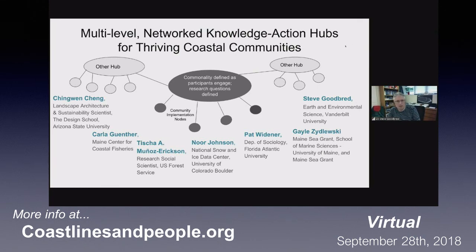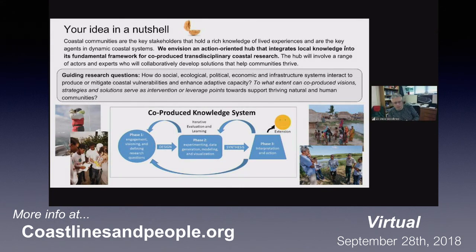So our idea in a nutshell is that coastal communities are the key stakeholders, that they hold a rich knowledge of lived experiences and are the key agents in coastal systems. So we envision an action-oriented hub, one that seeks actionable research, integrating local knowledge into its fundamental framework, and that the output is this co-produced transdisciplinary coastal research. On the guiding research question, the gist of it is that we want to test to what extent these co-produced visions, strategies, and solutions can serve as intervention or leverage points.